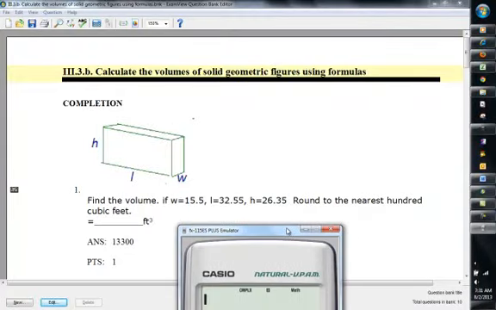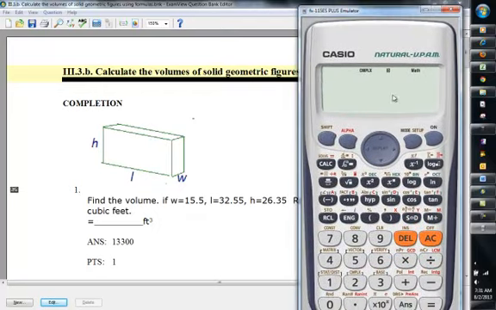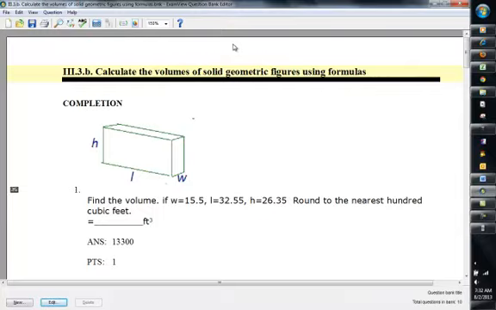Find the volume if W, the width, is 15.5, the length is 32.55, and the height is 26.35. The volume is the length times the width times the height of a rectangular solid. So we'll just multiply those three numbers, 15.5 times 32.55 times 26.35. And we get that, and it says round to the nearest 100 cubic feet, so that would be 13,300. Let's look at the next one.